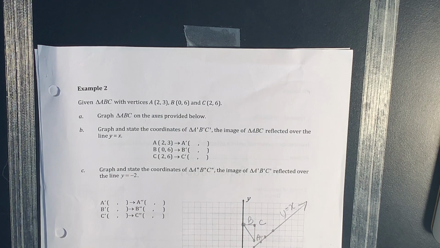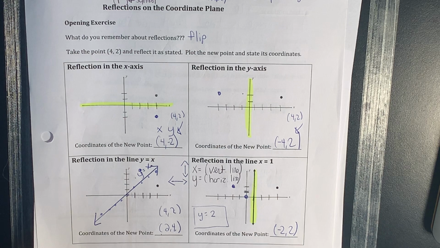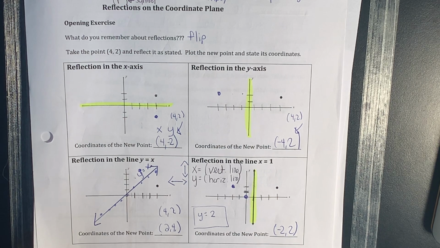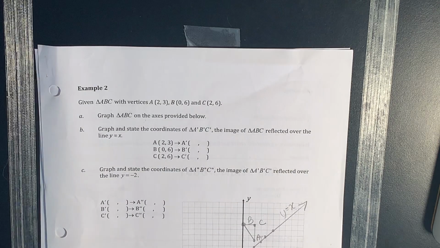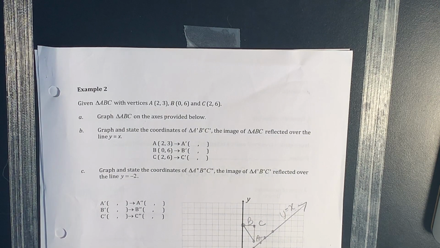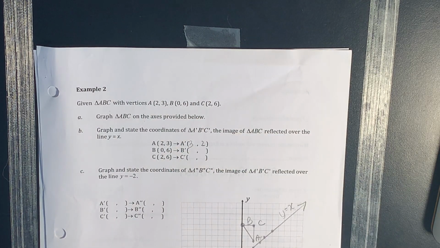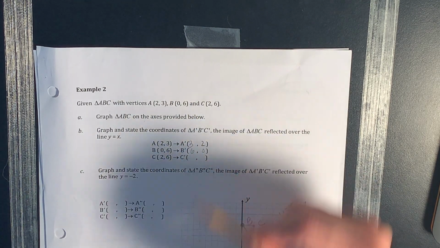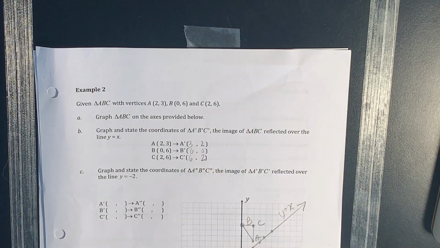So I'm going to go back to the front page and see what the rule said. The rule said if I'm reflecting on y equals x, I'm going to switch the order of the x and y, but keep the signs the same. So that means I'm going to switch the order, but keep the signs the same. Switch the order, keep the signs the same.